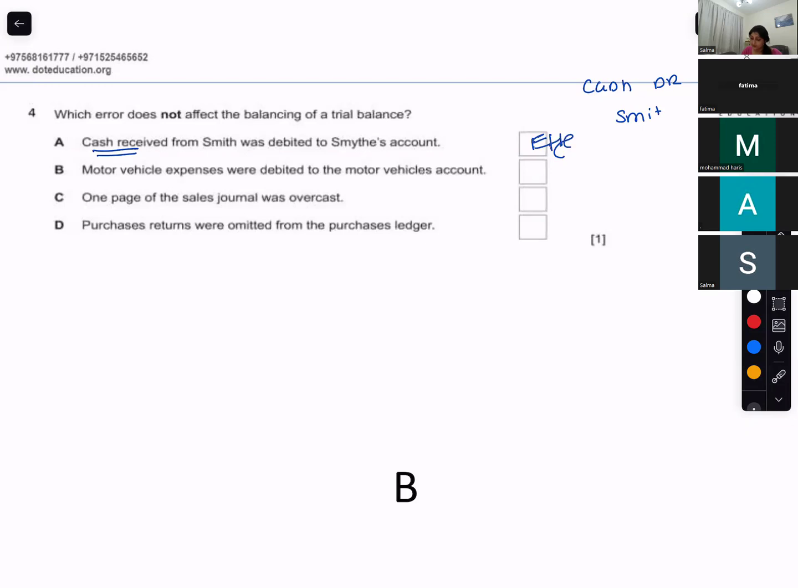Next one. A motor vehicle expense was debited to the motor vehicle account. Motor vehicle is debit and motor vehicle expense is also debit. So this is an error of principle. It will definitely not affect the balancing, so that's the correct answer. Okay, overcast. Overcast means there was an increased amount, so suspense would come into the picture. So this will affect the balancing. Next one.